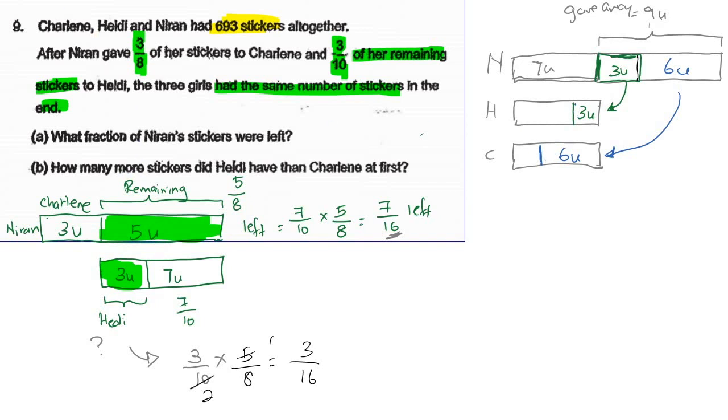Okay? So now we already know all this. How many more stickers did Hindi have than Charlene at first? So at first the model is like that. Okay, at first the model is like that. And here, correct. So it's asking you, because after taking from this 3, it becomes like that. Then they are all equal. After 6 units from here. So it's asking you how much more stickers. Can you see this portion here? So it's asking you about this portion here.